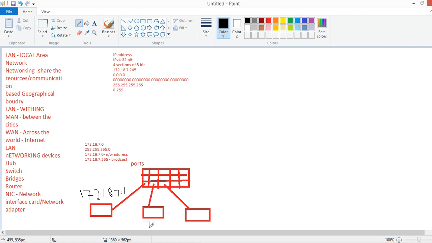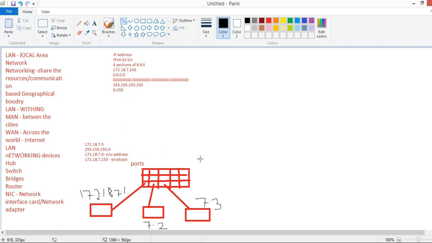Then the next has to be allocated to this machine. Obviously there has to be a unique allocation. Then 7.3, right? So in this way, whatever devices are connected will go like this: 172.18.7.1, 2, 3, 4, and up to 255. But 255 we cannot allocate, as I told. It is for broadcast. So it will go up to 254, I would say.